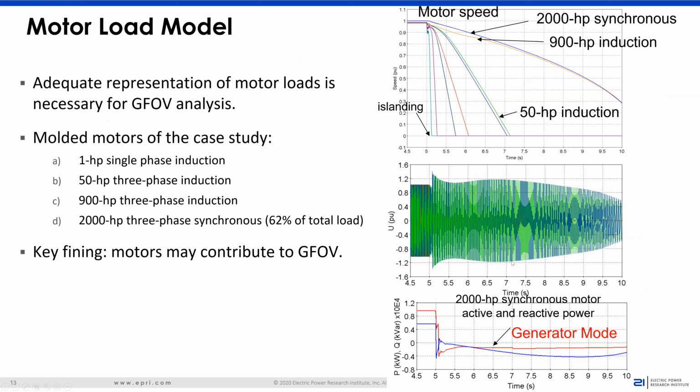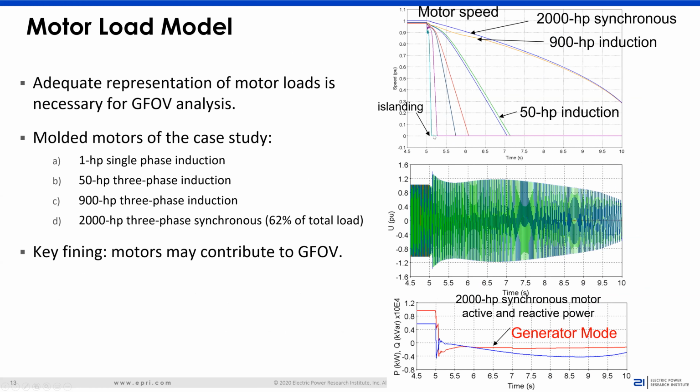And here is basically why motors contribute to GFOV. Essentially, here is the result. I'm showing the speed of the different types of motors. They had larger scale synchronous and induction motors, plus small scale commercial motors, 50 HP and 1 horsepower.